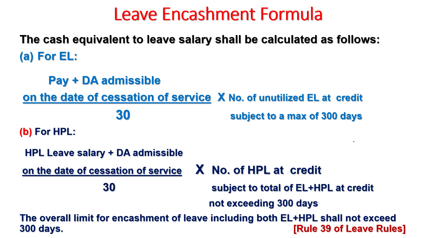So HPL will be leave salary plus DA admissible, by 30, into HPL at credit, as long as the total of EL plus HPL at credit does not exceed 300 days. So the overall limit for encashment of leave, including EL and HPL, shall not exceed 300 days as per Rule 39 of the leave rules. So this is the leave encashment formula.